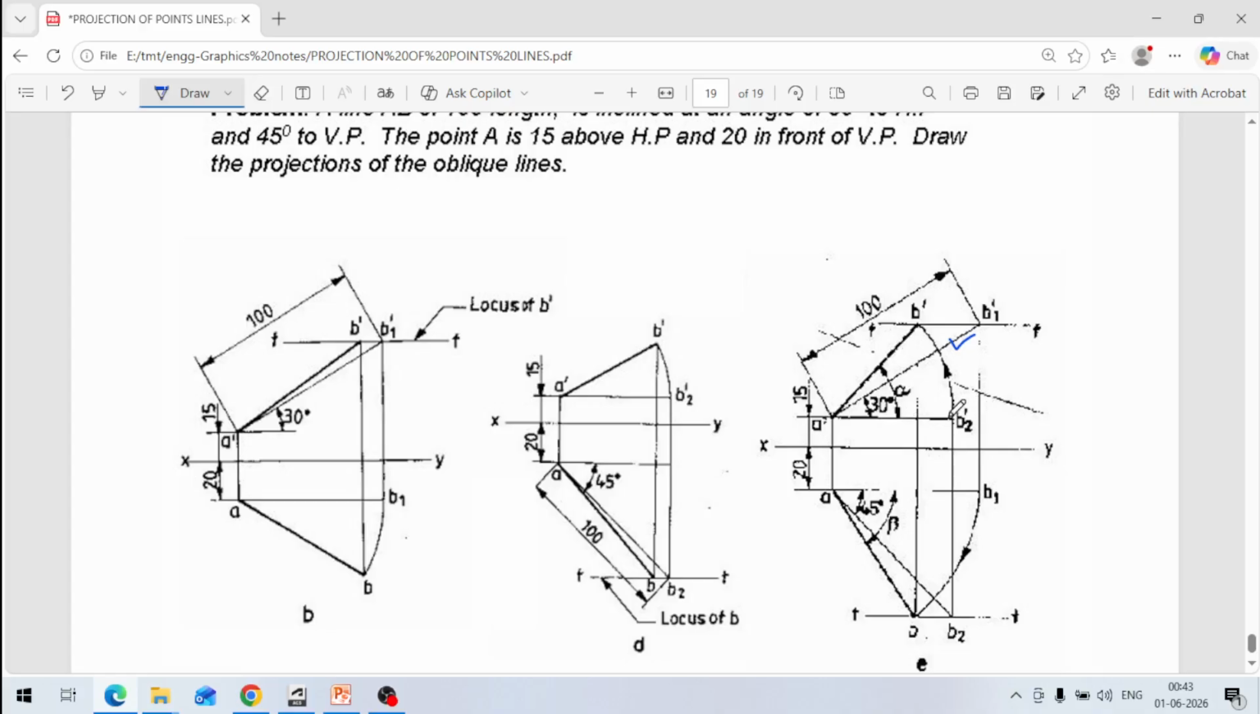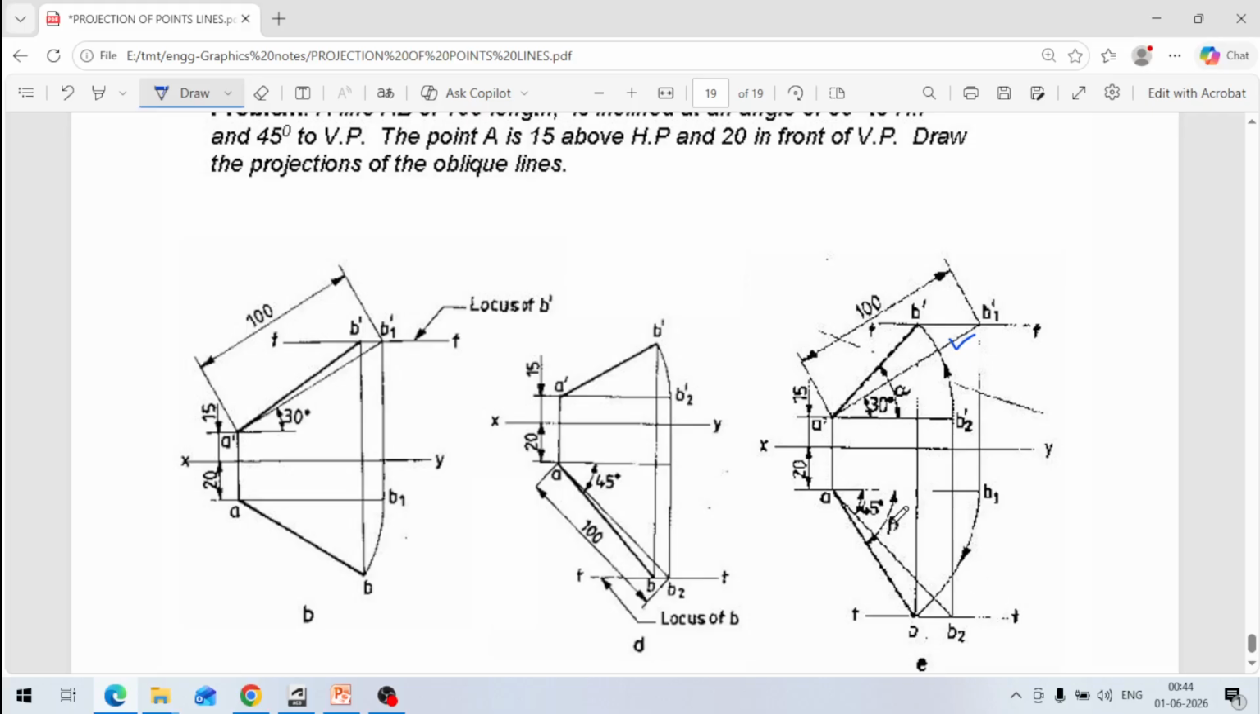Okay. So this I have taken. This distance is already given here. So this is the distance, and I draw the line like this. Okay. So now I will draw a vertical line from this point here, and this distance we have already taken, the true length here, and we draw a horizontal line like this here.